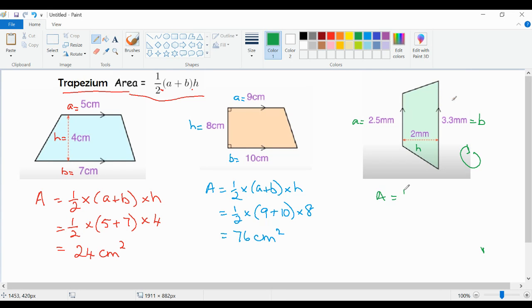Okay, A equals a half times (a plus b). Write the formula out, and then stick the numbers in. Okay, a is 2.5, definitely going to have to use my calculator, plus 3.3, close your brackets, times by 2. And I'm going to type that into my calculator just as it looks. 2.5 plus 3.3, close the bracket, times by 2, and I'm just going to get 5.8. So that's equal to 5.8, and it's in millimeters this time, and it's area, so millimeters square. That's how you do trapezium area.